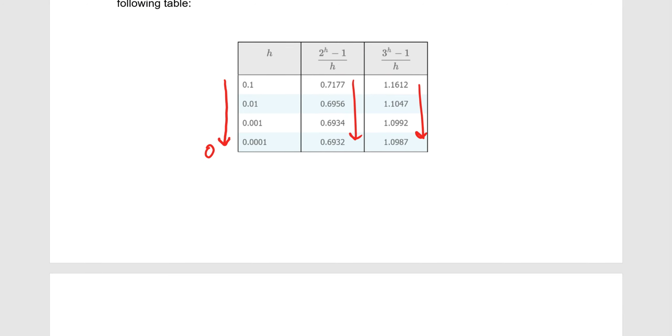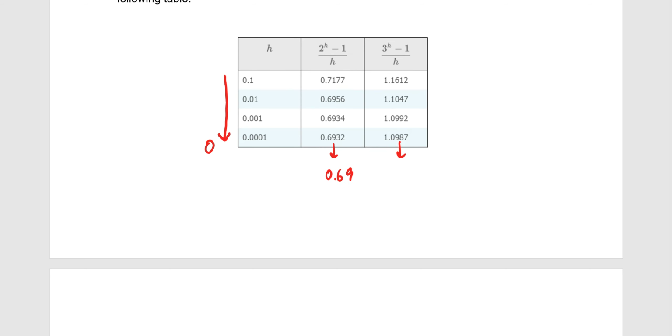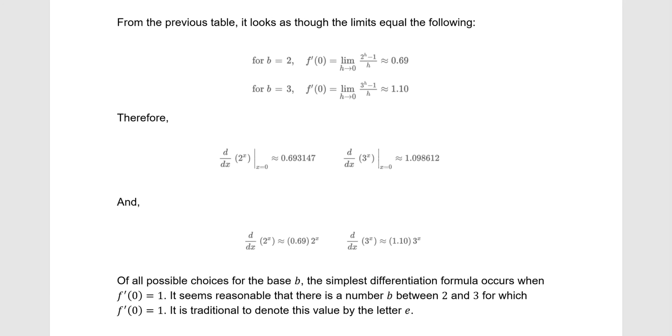So we can make a guess to see where each one is going. It looks like this one is near 0.69, and this one is going around 1.09 something, but we'll just say 1.10ish for now. So we can see where those two values are going, and that's approximately what they are, which is what we say right here. For b equals 2, this value is about 0.69. For b equals 3, this value is about 1.1.